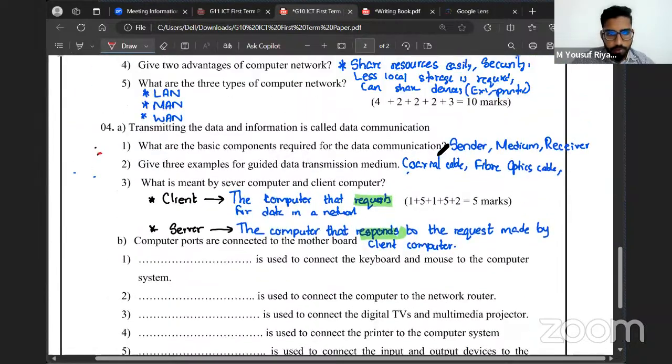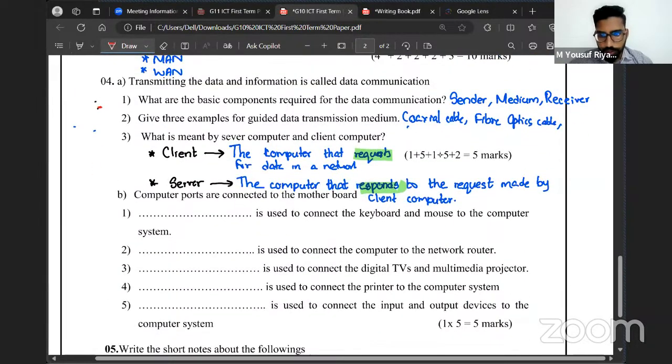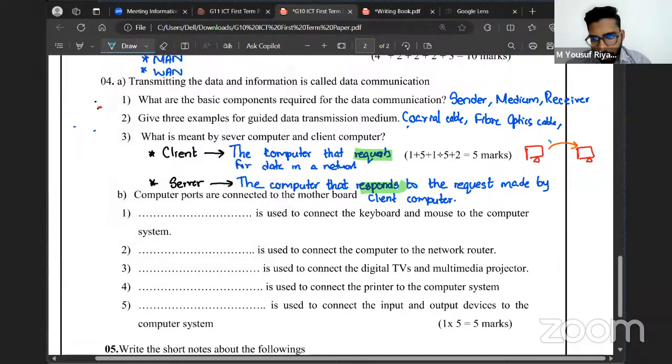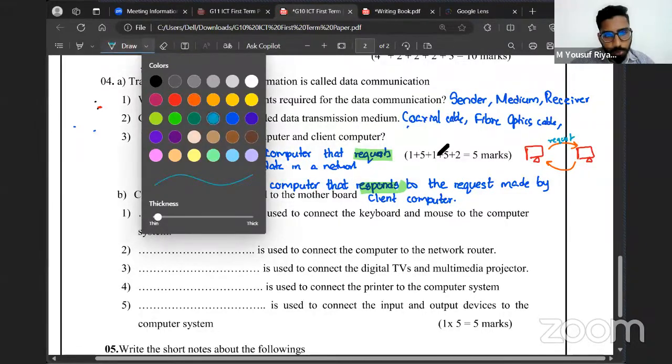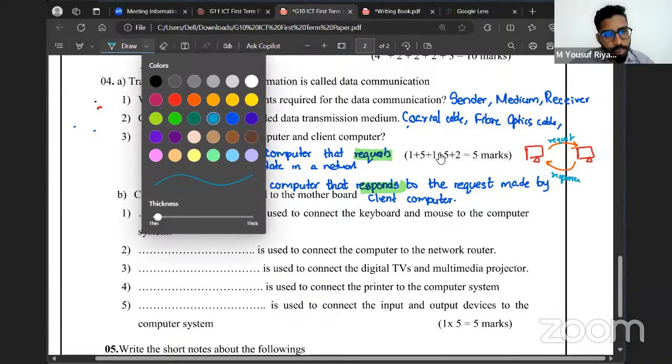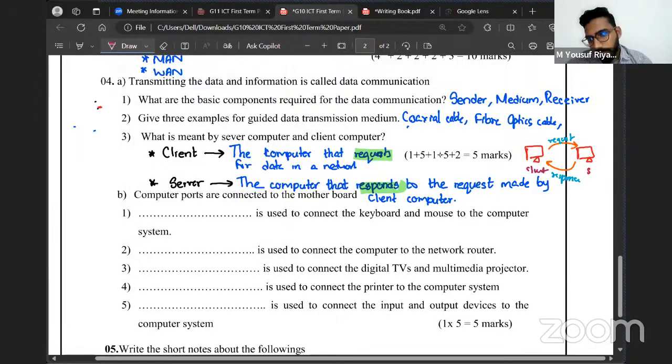Okay. Graphically, if I'm going to represent it, it looks something like this. Let me draw it here. So there are two computers like this. The computer that's going to send the data, the sending data we call a request. And there's going to be another computer that's going to give the data back. So that's going to be called a response. The computer that's going to request the data we call a client computer. And the one that's going to respond is called a server computer. Right.